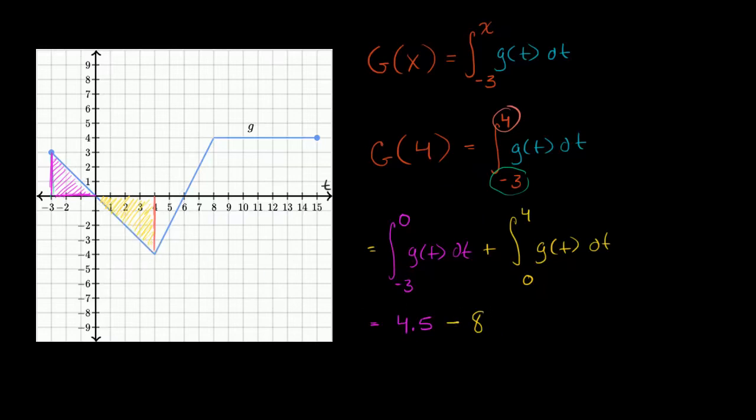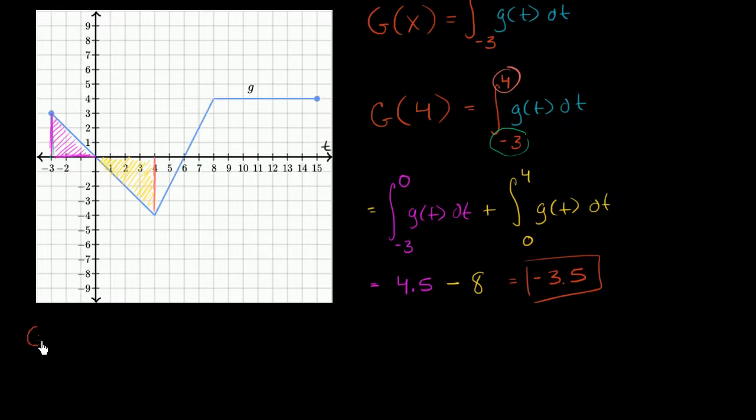And so what do we get? We get g of 4, which is this area essentially minus this area. 4.5 minus 8 is going to be, let's see, 4 minus 8 is negative 4. Add 0.5, that's negative 3.5. Negative 3.5.